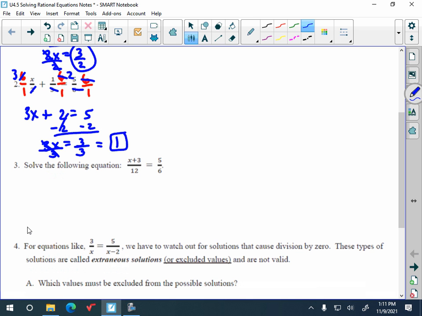All right, so number 3, what would the LCD be? 12. All right, so we're going to multiply both sides by 12 over 1. Okay, we'll cross cancel. Subtract 3 over. X equals 7.